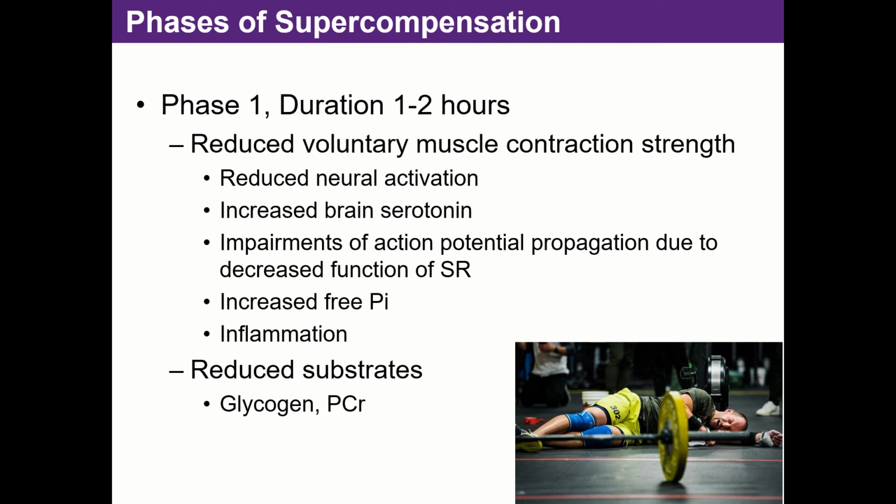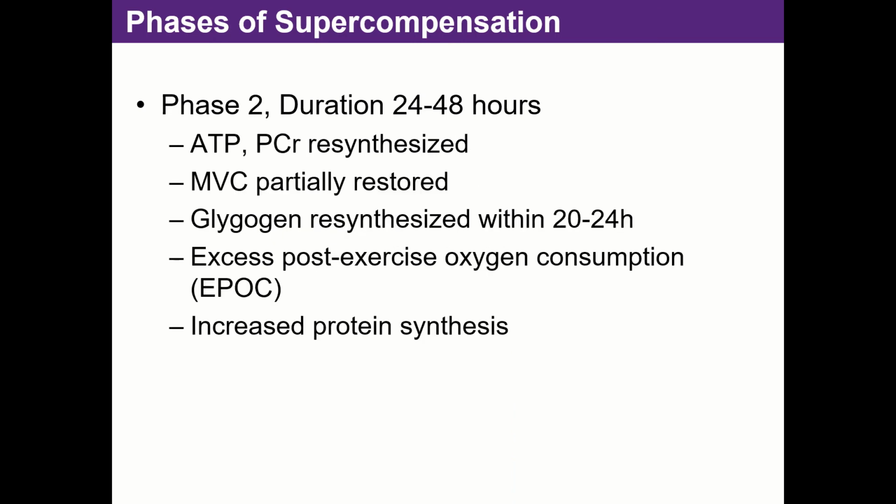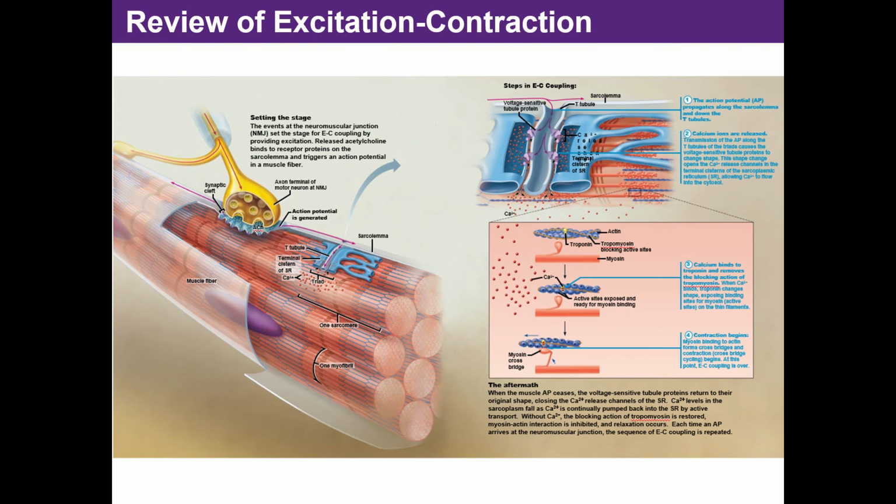And then the other things on there, so impairments of action potential propagation due to decreased function of the SR. SR is sarcoplasmic reticulum. So I'm actually going to click ahead a couple slides to my little muscle cell. So hopefully this looks familiar from Structure and Function 1. So what you've got here on this graphic is the end of the alpha motor neuron. Remember that when the alpha motor neuron depolarizes, these little vesicles here, these little bubbles, contain a neurotransmitter called acetylcholine, which is abbreviated ACh, and you can see it right here.